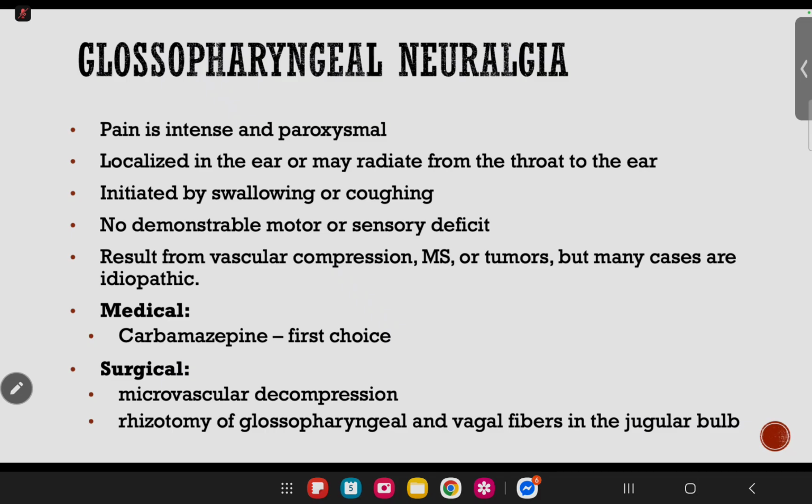It can also result from vascular compression, MS, or tumor, but many cases are idiopathic. Medical therapy is similar to that of trigeminal neuralgia, for which we can give carbamazepine as the first choice. And if drug therapy is unsuccessful, surgical decompression, as mentioned earlier, and we can also do rhizotomy of the glossopharyngeal and vagal fibers in the jugular bulb.